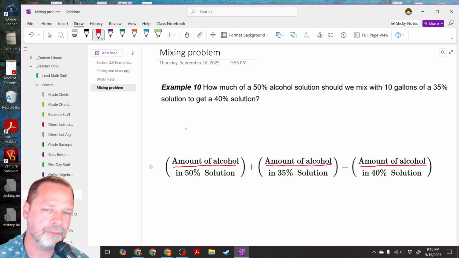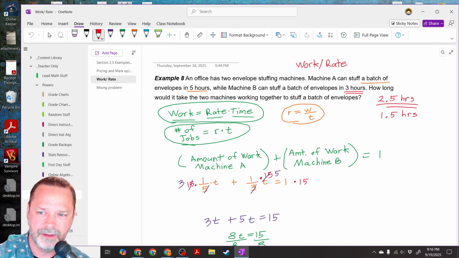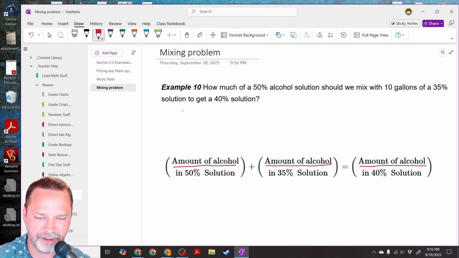Now, how do we find the amount of alcohol? Very similarly to how we had a formula for amount of work. Work is rate times time, and we could solve for the rate to get work over time. That's our rate. We can do something similar here.